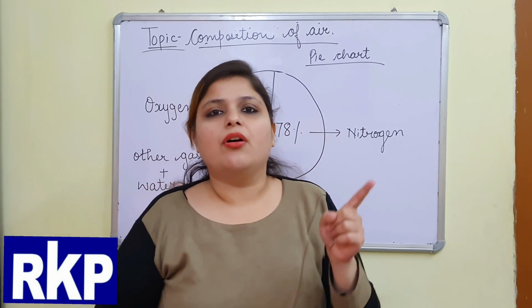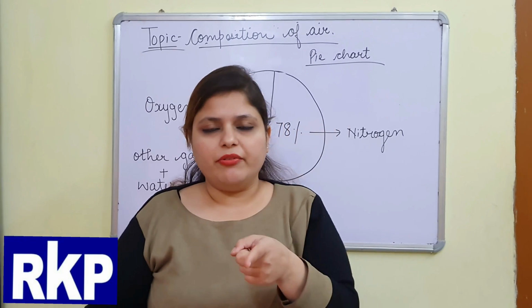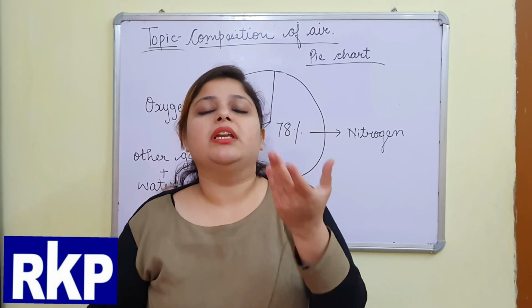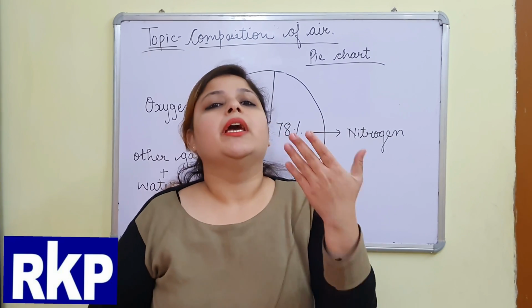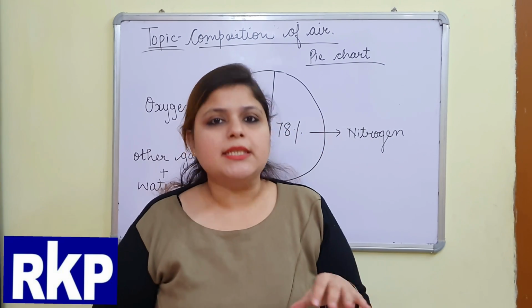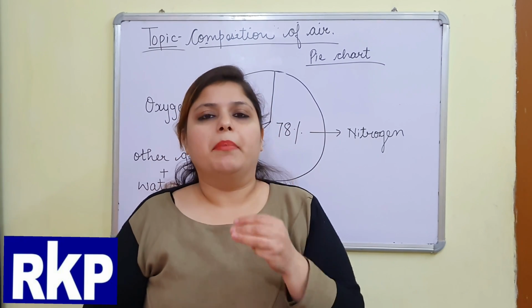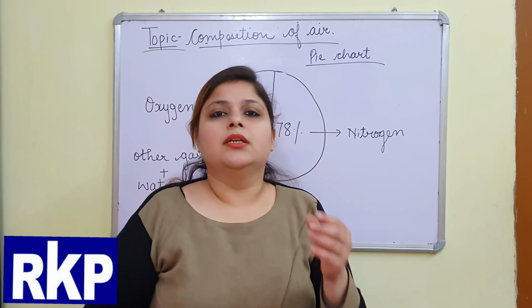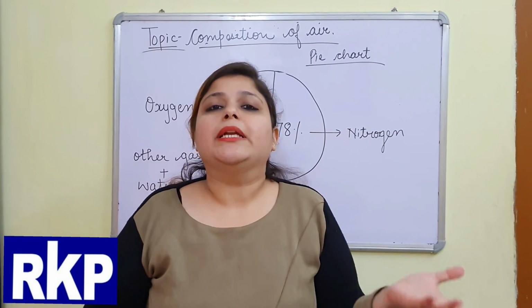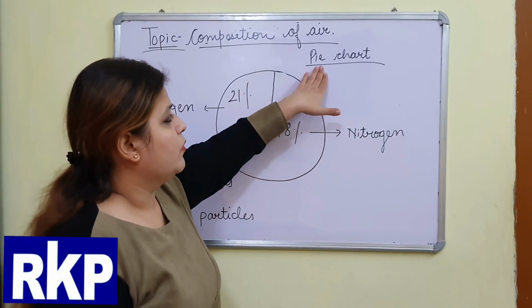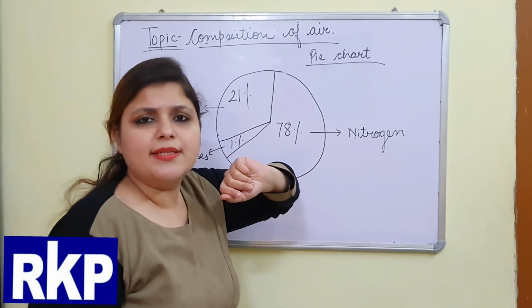Air is a mixture of several gases, water vapors and dust particles. In the definition only I have made clear what the air is made up of. Air is made up of different gases, water vapors and dust particles. But how much of which component? Which components are present in what amount? Let us do it. I will tell you this through a pie chart.